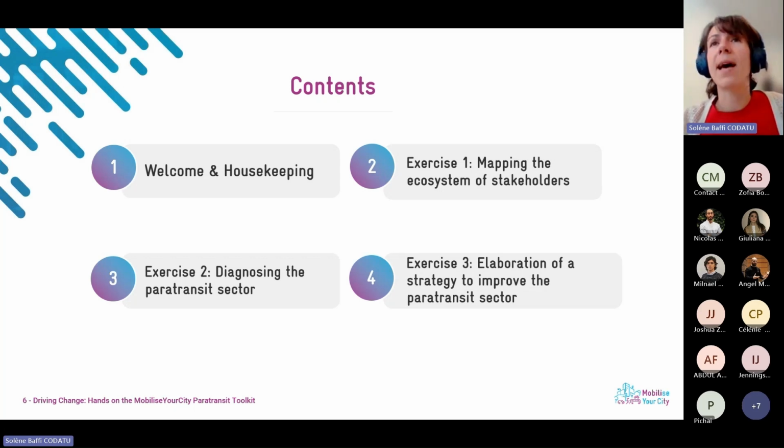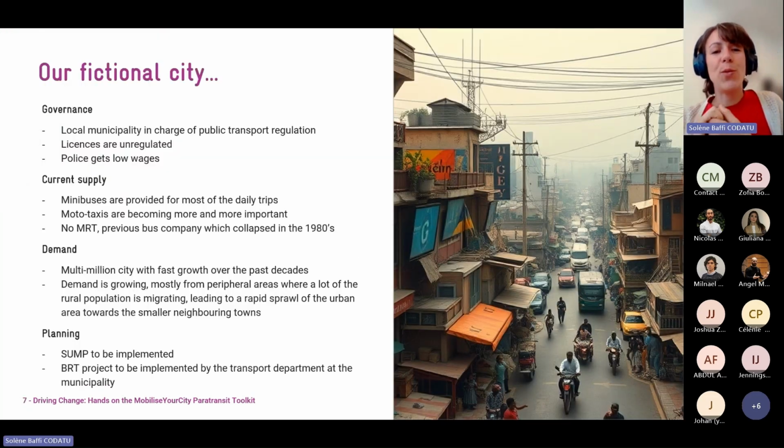Eventually, in a final exercise, we will try to elaborate a strategy to reform the paratransit sector, trying to use some of the actions that are listed in the Paratransit Toolkit. To do these exercises and to base our reflection on a tangible case study, I would like to take us into our fictional city that will be our ground for this morning's webinar. So this fictional city is located somewhere in Africa and shows some specific features that might recall you of some cities that you already know.